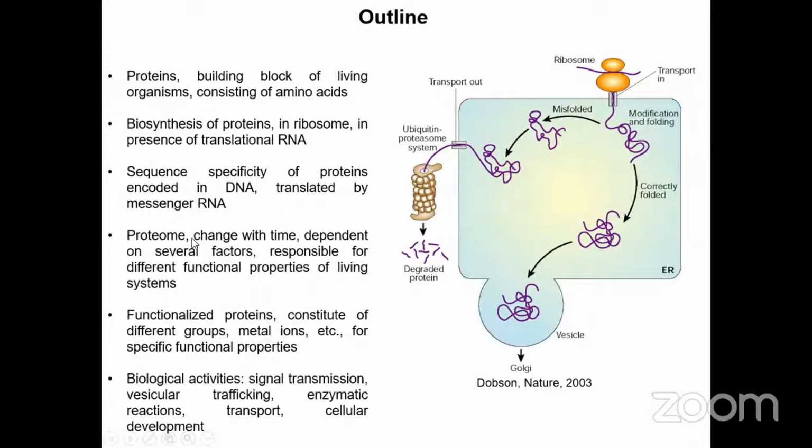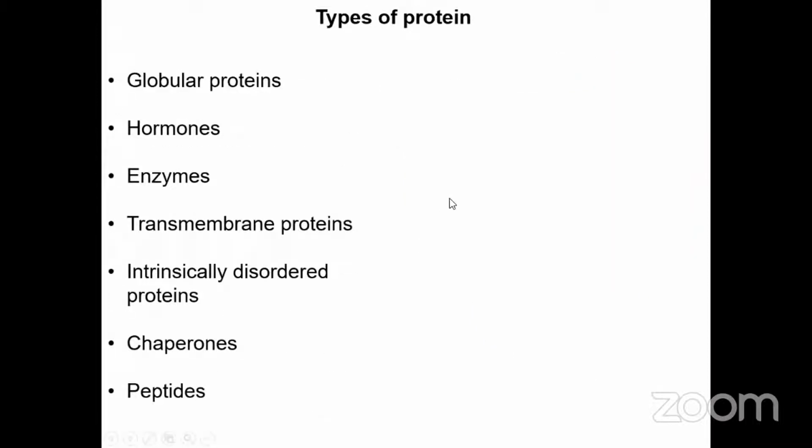Now, the proteome, which is equivalent to the term genome, is actually the total number of proteins present in a physiological environment. It can change with time, dependent on several factors, responsible for different functional properties of living systems. There are different kinds of functionalized proteins which you will be well aware of, so I am not dealing with greater detail here. And the biological activities which are governed by the proteins are like signal transmission, vesicular trafficking, enzymatic reactions, transport, and cellular development.